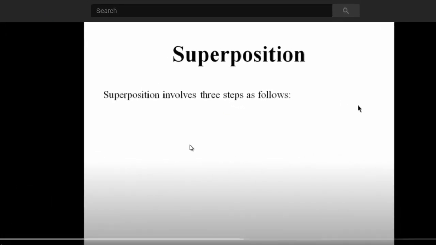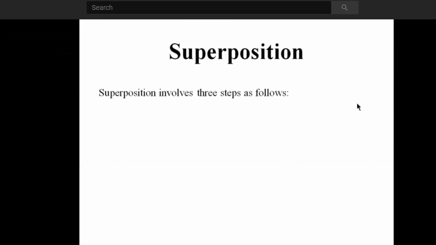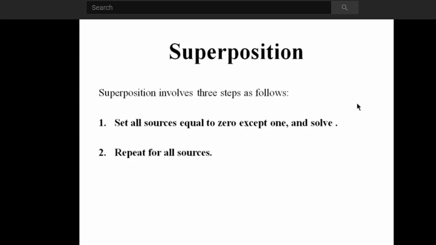I'm going to solve some examples using the principle of superposition. To analyze using superposition, we need to follow three main steps. 1. Set all sources equal to 0 except 1 and solve for that source. 2. Repeat step 1 for all sources. And 3. Add the solutions obtained from each of the sources.